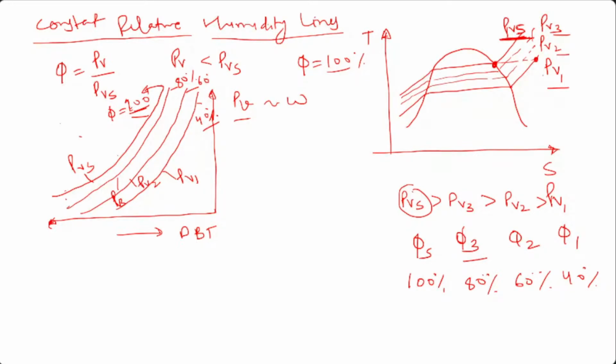Getting my point? Yes, sir. So on the psychrometric chart, if you see these lines, which are on a similar pattern to the saturation curve, these show the constant relative humidity lines. Is it clear?